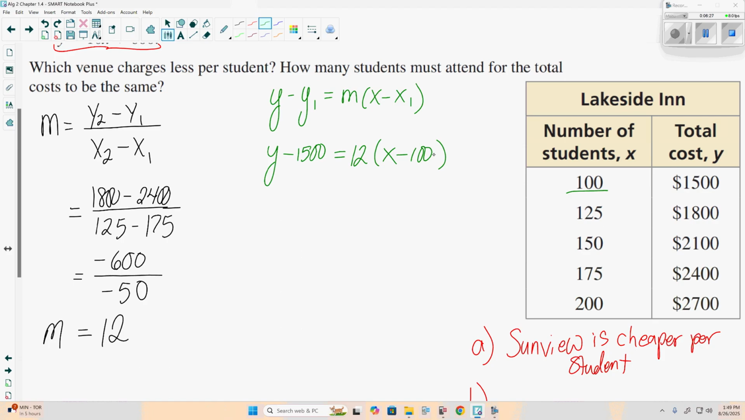Now at this point here, we do need to get y by itself. So the first thing we're going to do is distribute this 12. We're going to multiply it through. 12 times x is 12x. 12 times 100 is 1200.